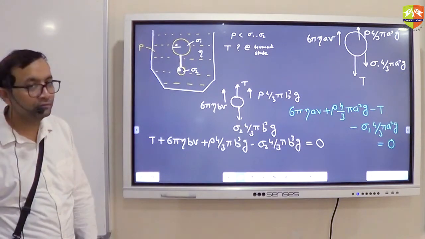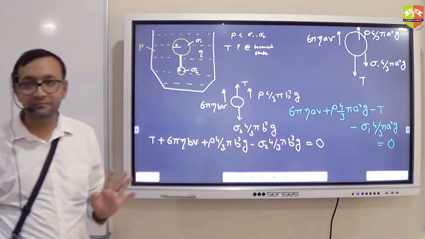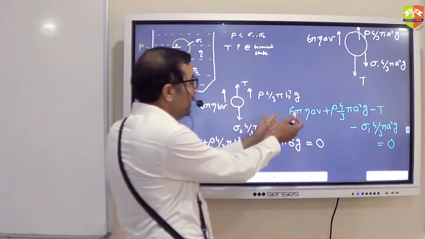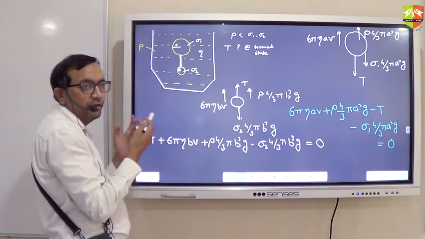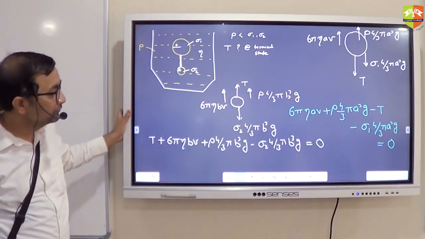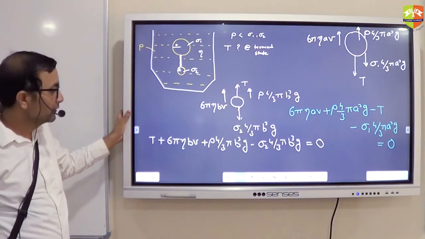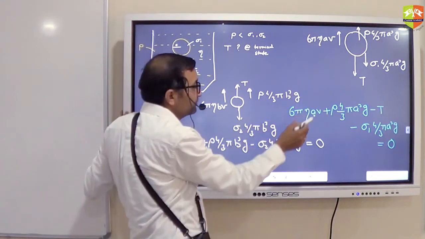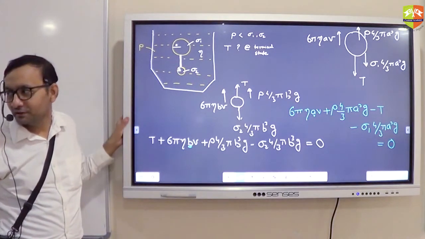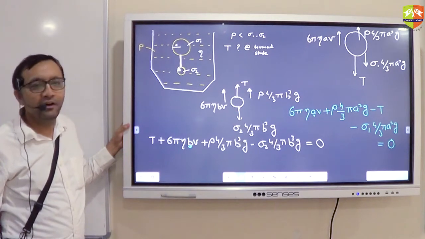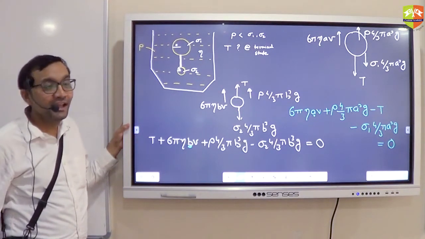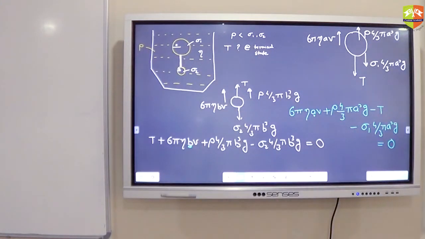Now what should we do? We need to eliminate v, right? We need to eliminate v. So keep 6 pi eta a v this side, 6 pi eta b v that side, and divide it. v will be gone. Getting it? If you subtract, this is b and this is a. You subtracted and removed it. Congratulations. Then you can find the terminal velocity also. In this case, terminal velocity will not be equal to 2 by 9 a square by eta into rho minus sigma into g, because there is a string also. Got it? So like this you have to do.